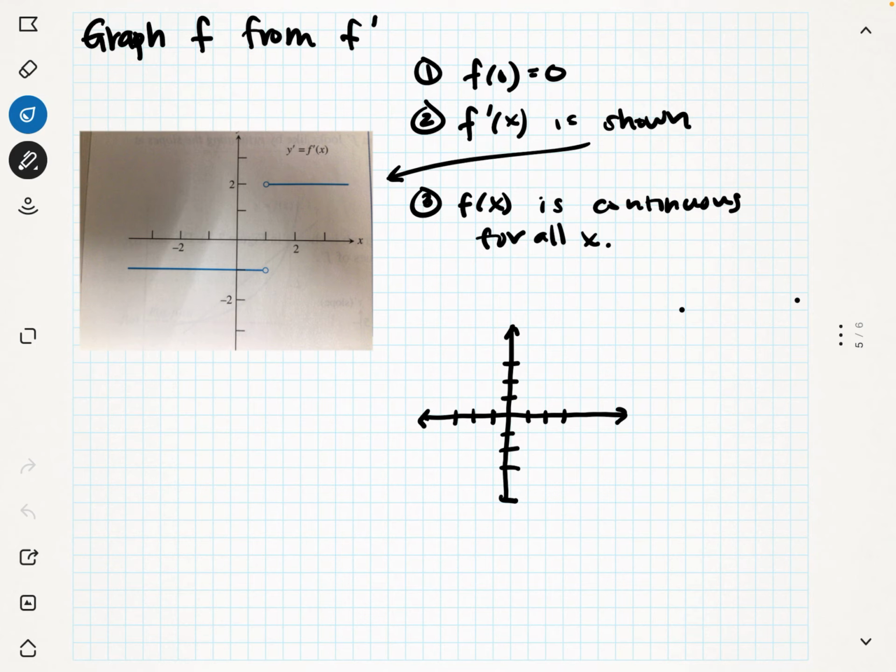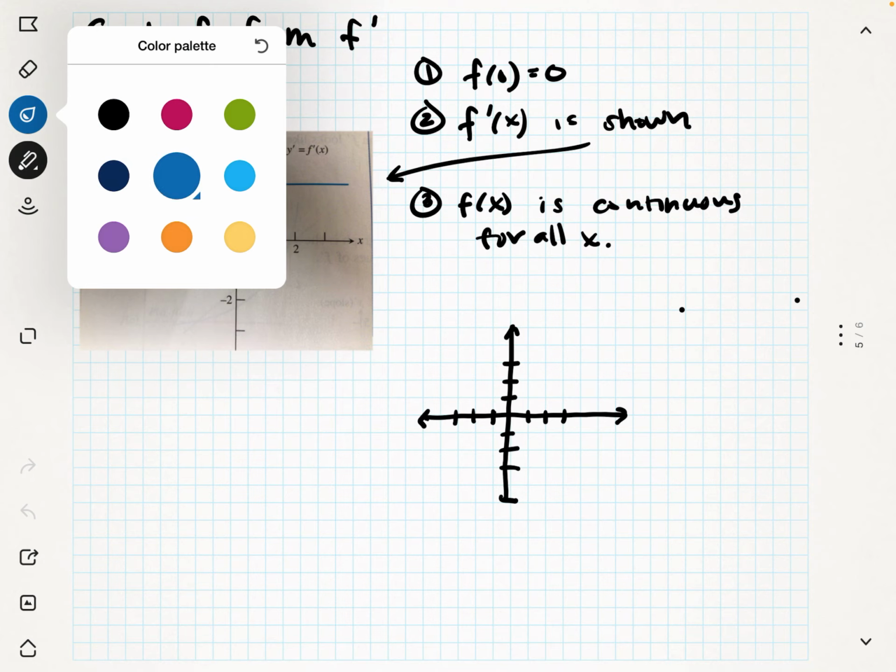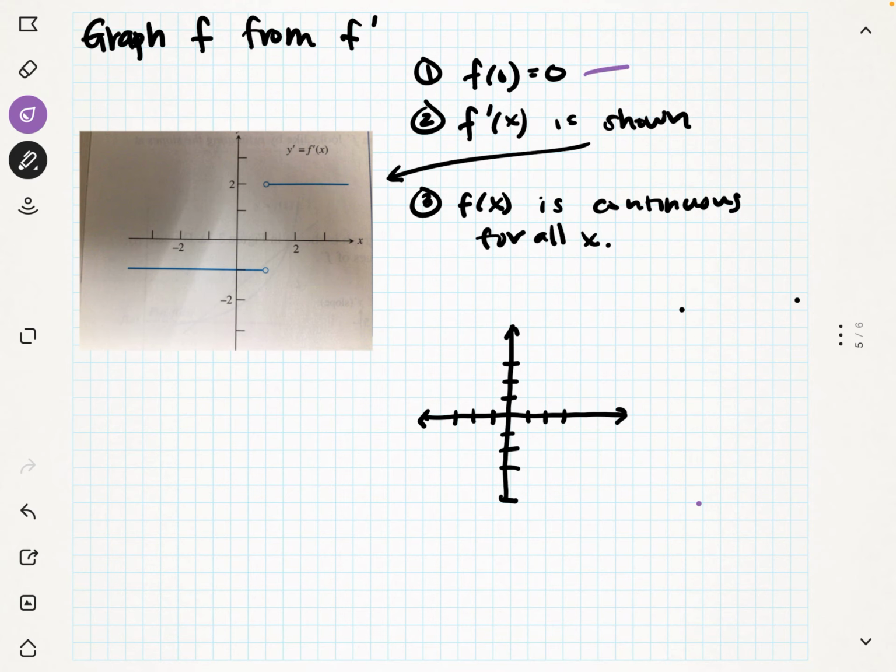All right, next one, it says graph f from f prime. So this time we're going in reverse. They're giving us the graph of the slope, and they want us to construct the graph of the original function. And they're giving us some clues here. The first clue is that f of 0 is 0. So we're going to plot 0, 0 as the first point. Hint 2 says f prime is shown, which we already said. And hint 3 says f of x is continuous for all x.